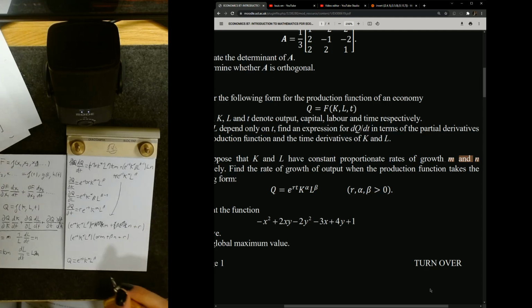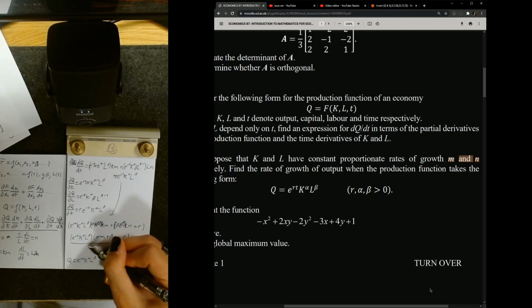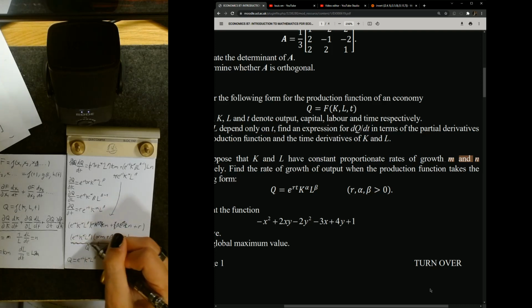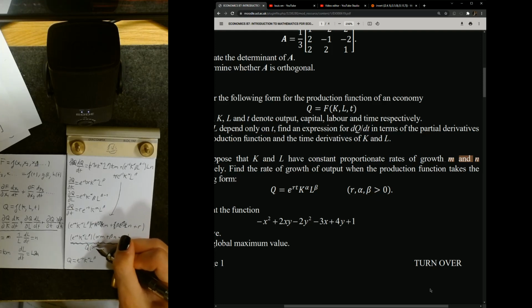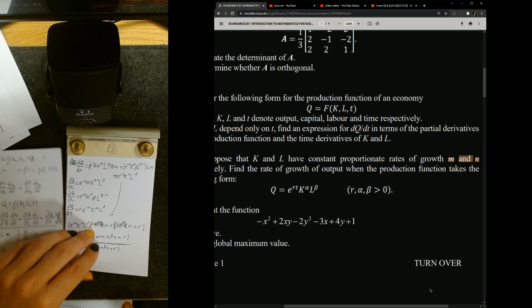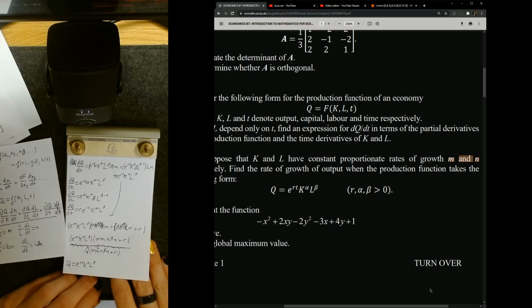This is the solution. You could also simplify it as q. Again, it's that. Oh, I've made it look like a fraction. Just ignore that. You could also simplify it as q times alpha m plus beta n plus r, which I have. Okay, that's number 2 now. Or number 3, or whatever.